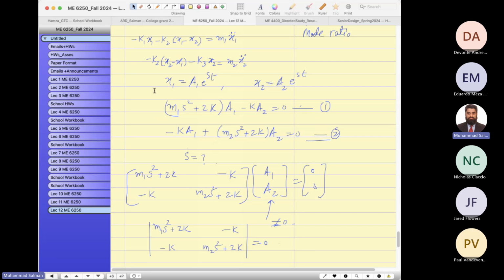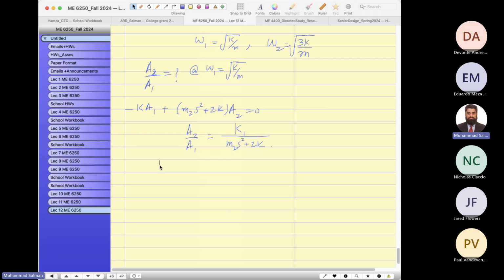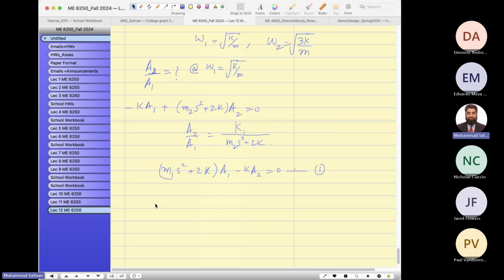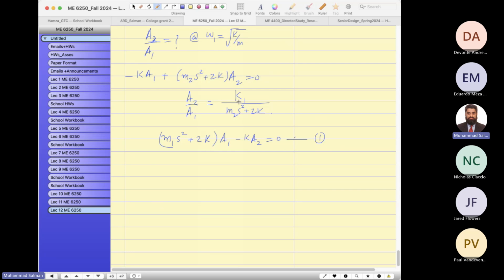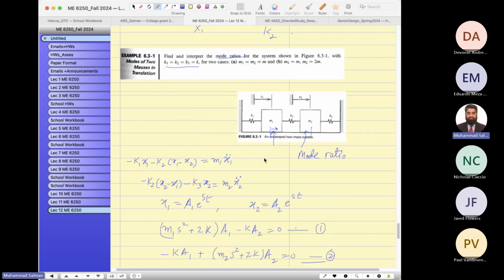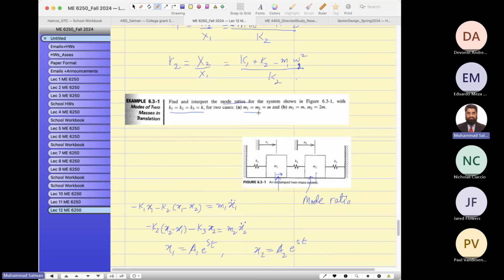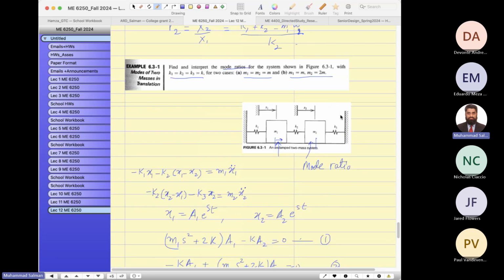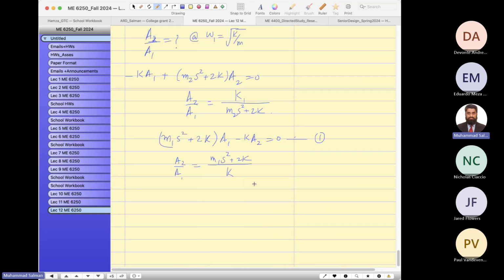Let's do it for the first equation. What is the ratio? We can either use the first or second equation, it doesn't matter. So let me check. What is the mode ratio from this equation? A2 over A1 equal to? Now, in our case, the masses are the same. If you take a look, masses are the same in the first case. But in the second case, the masses are different.